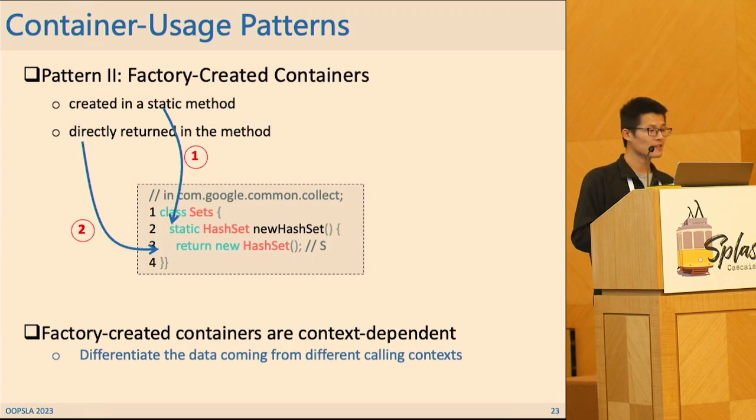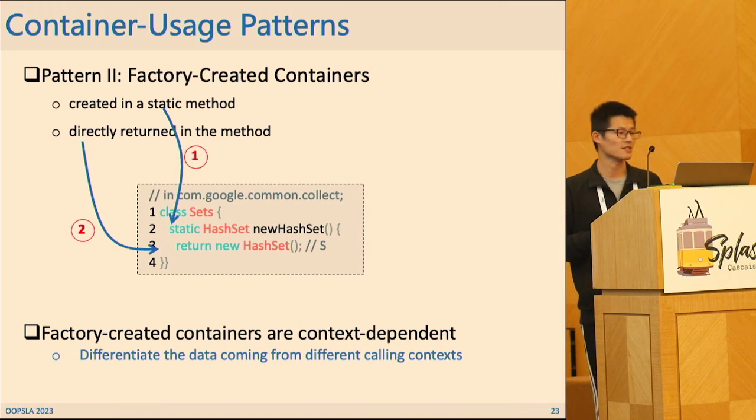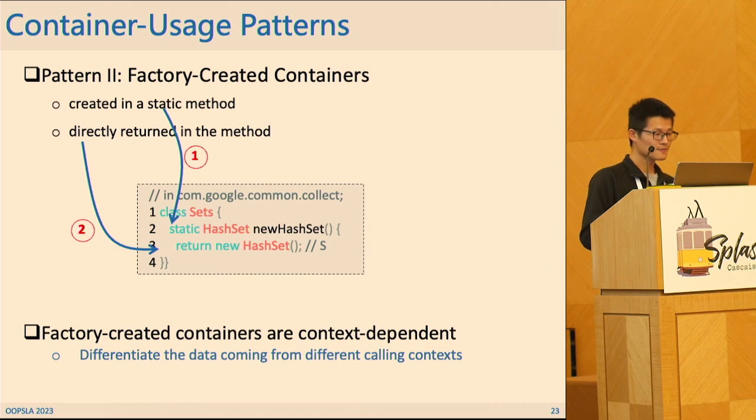The second pattern is factory created containers. They are usually created in a static method and directly returned in the method. Factory created containers are context dependent because they need to differentiate the data coming from the different calling contexts.